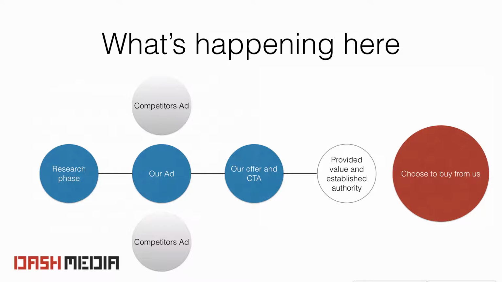So let's just run down exactly what's happening here, because we've talked about a lot of stuff. We've talked about the buying cycle and the benefits and providing offers and our call to action. Let's just lay it all out in a linear fashion so we can see what's going on.